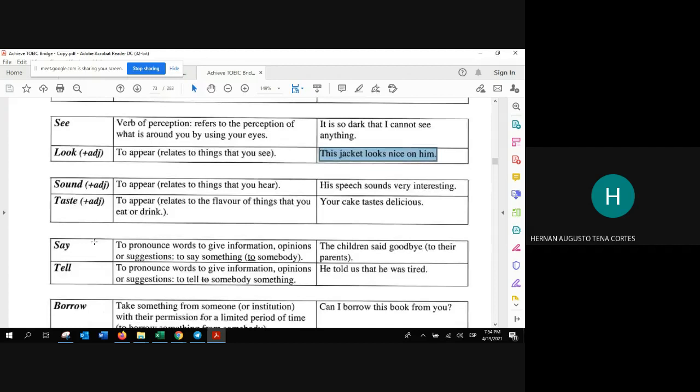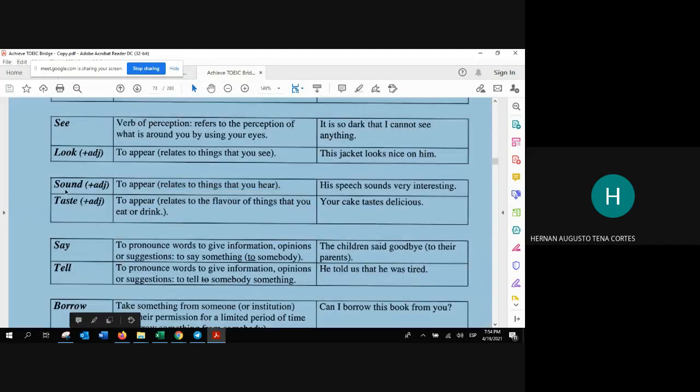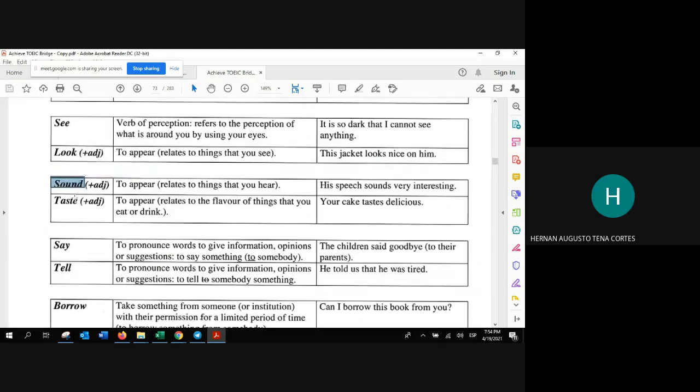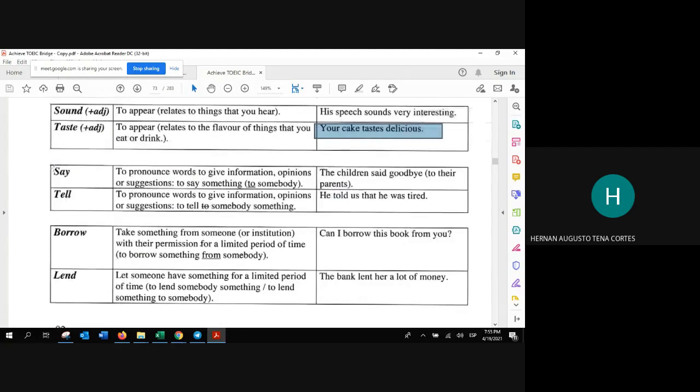Okay, let's take a look now at sound. Esto tiene que ver o se relaciona con cosas que uno escucha, right? The song sounds good. Taste, quiere ver ya con el gusto. Your cake tastes delicious. Say and tell, muy confundidas en inglés. We say, we pronounce words or give information, opinions, or suggestions that we say to somebody.